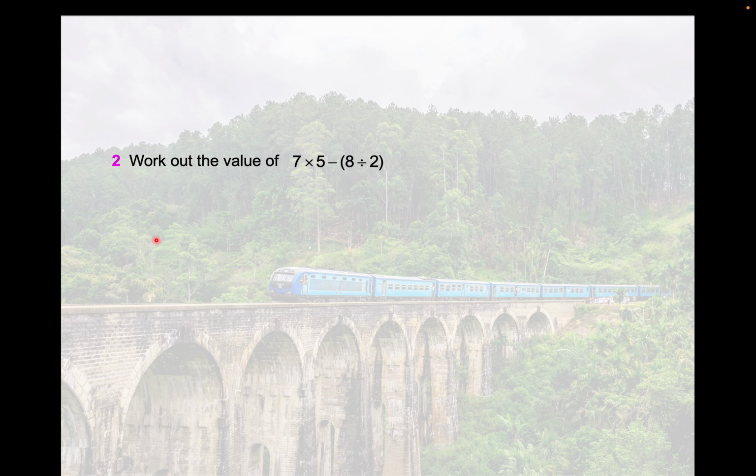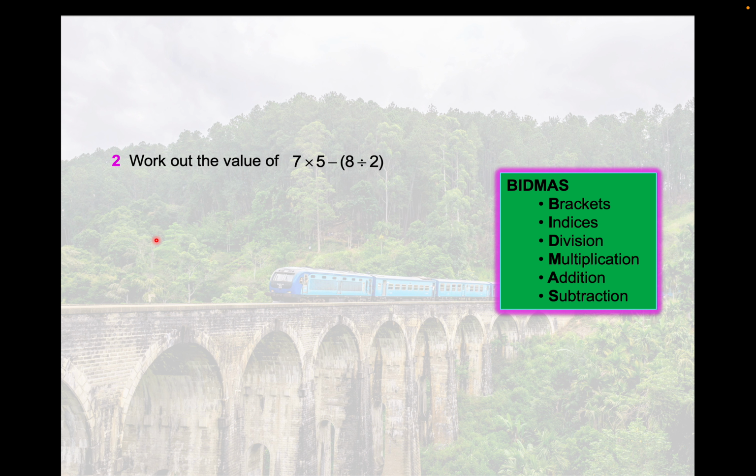Let's have a look at the next example: 7 times 5 minus, in brackets, 8 divided by 2. First, we have the bracket, so we deal with the bracket first. Keeping 7 times 5 there, we divide 8 by 2. So we're going to have 7 times 5 minus 4.